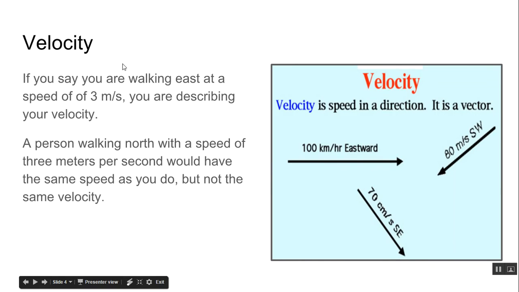If you say you are walking east at a speed of 3 meters per second, you are describing your velocity. A person walking north with a speed of 3 meters per second would have the same speed as you do, but not the same velocity. The reason is that you're going different directions from one another. So the speeds are the same, but the velocity is different because the directions are different.